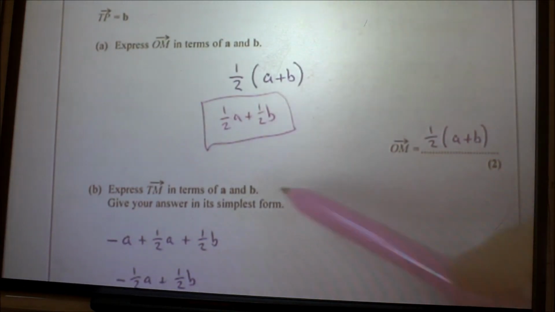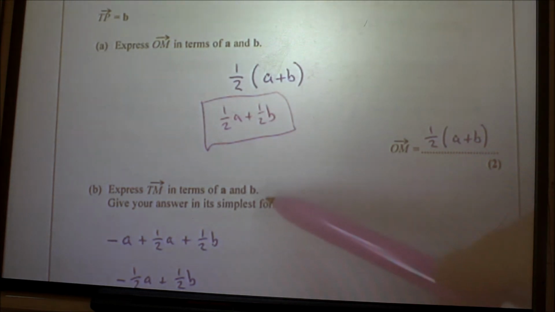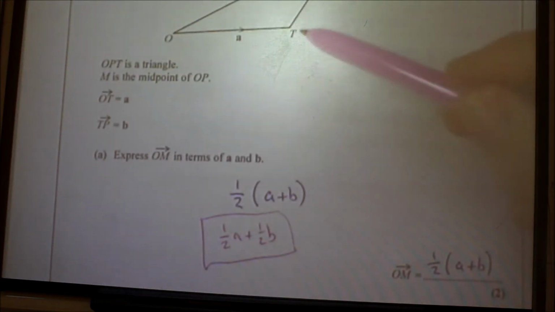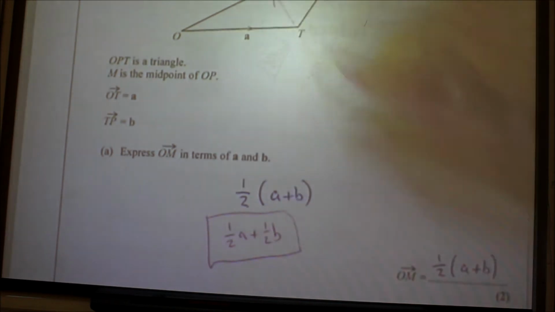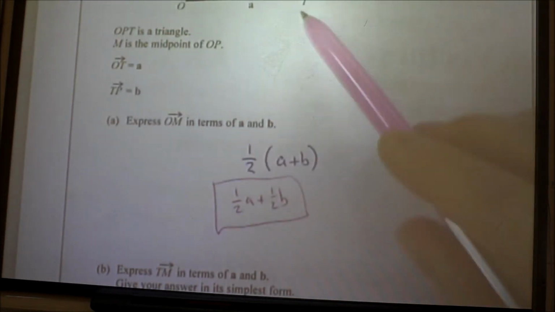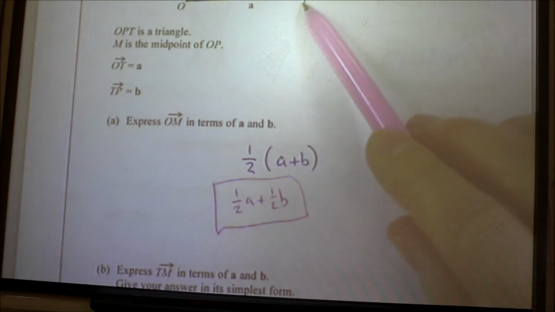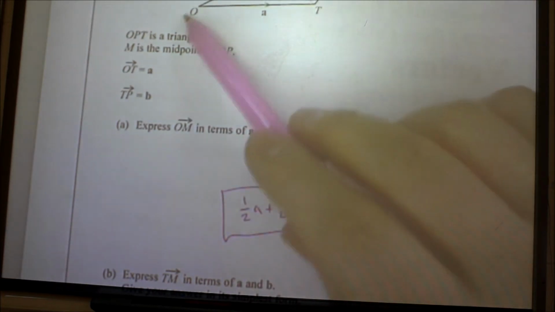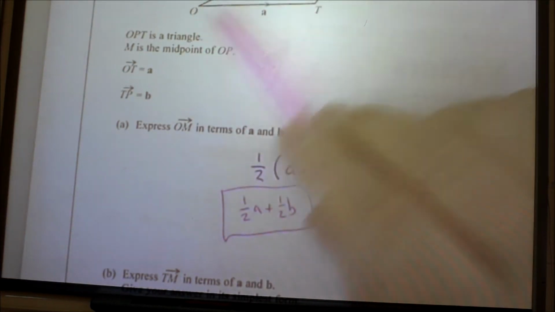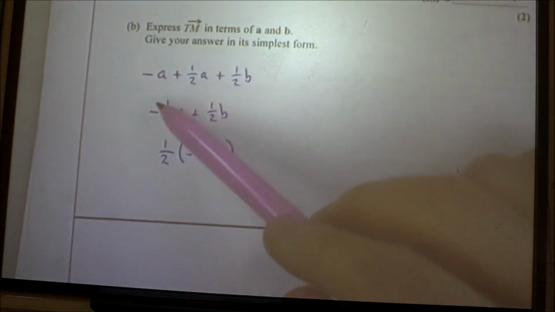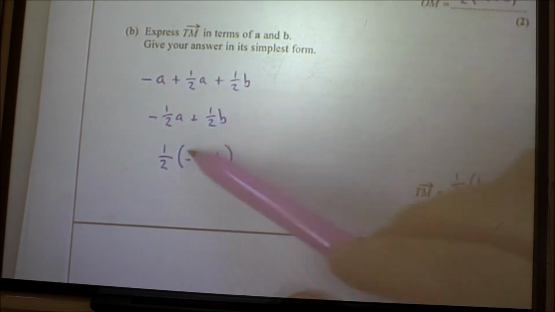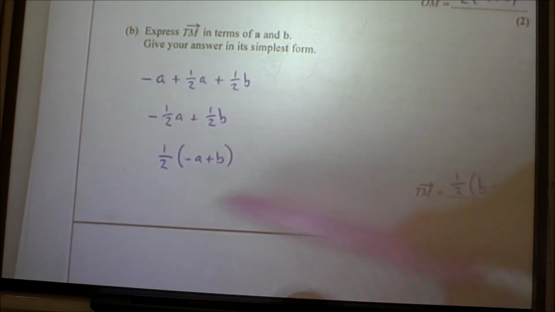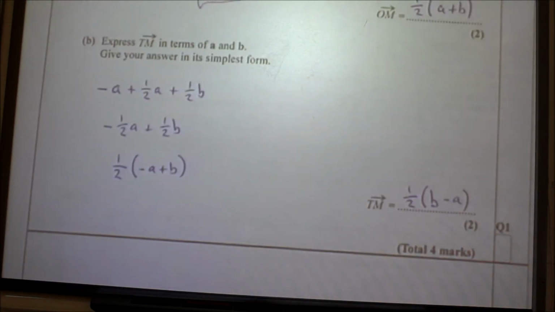Express TM in terms of A and B. TM is from there to there. So what you need to do, you're starting at point T, go back along A, and you want to go from O to M as well. So it is minus A, add a half B, like we've got here. Simplify that to minus half A, add a half B, factorise it, and you should get that. So that was your second 2 marks.